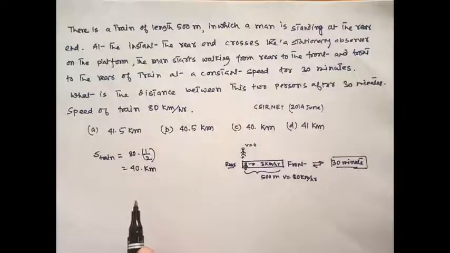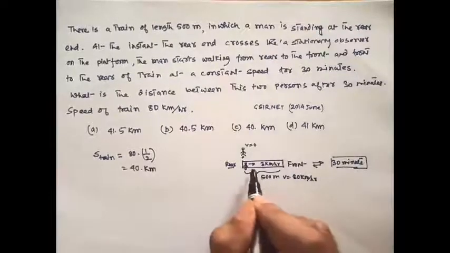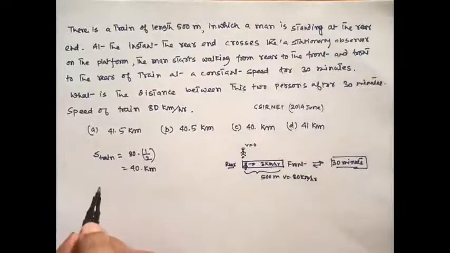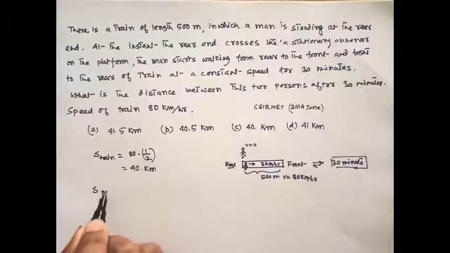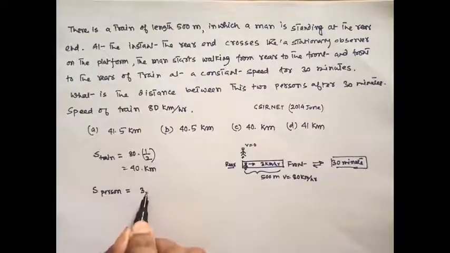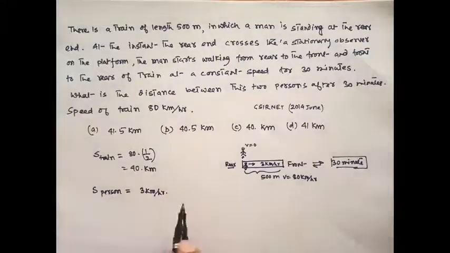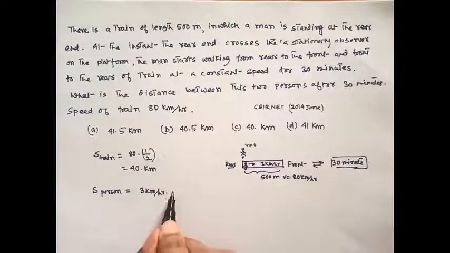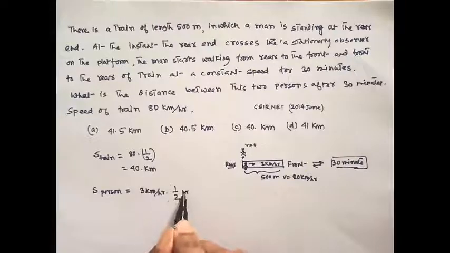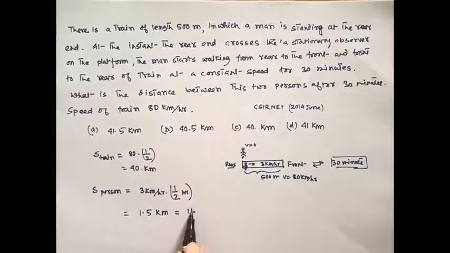Now the distance traveled by the person inside the train will be 3 km per hour, this is the velocity, multiplied by half hour. So it will be 1.5 km, that is 1500 meter.